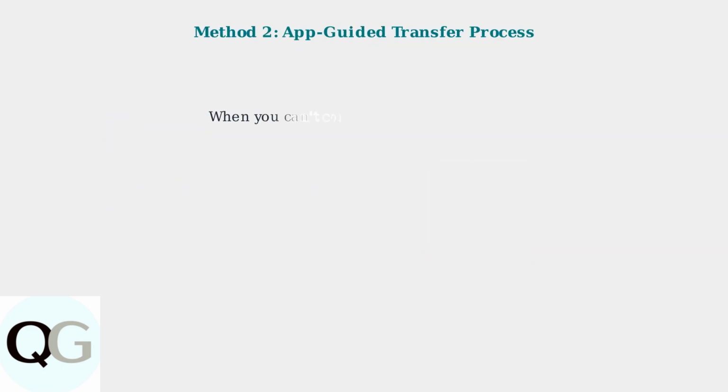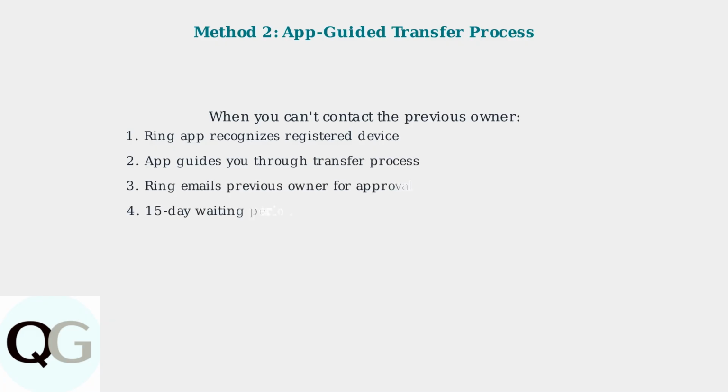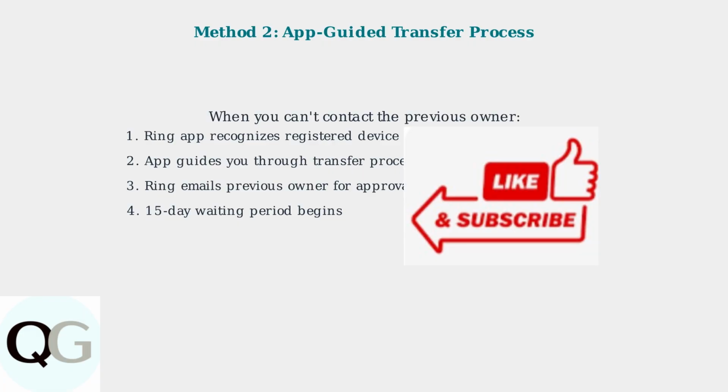If you cannot contact the previous owner, the Ring app provides an automated transfer process. When you try to set up the device, the app recognizes it's already registered and guides you through the transfer. Ring will email the previous owner, giving them a chance to respond. If there's no response within 15 days, ownership automatically transfers to your account.